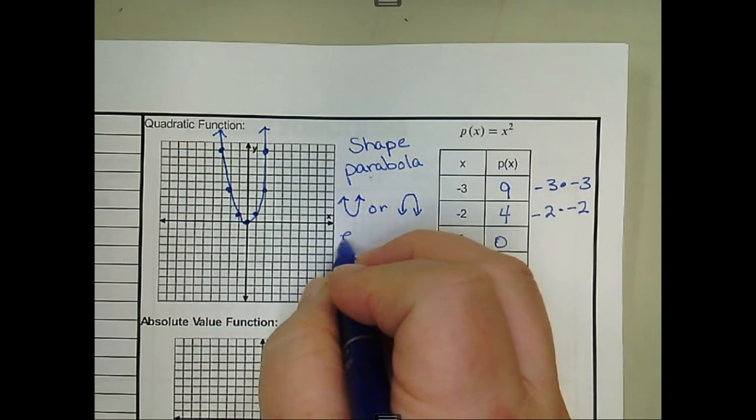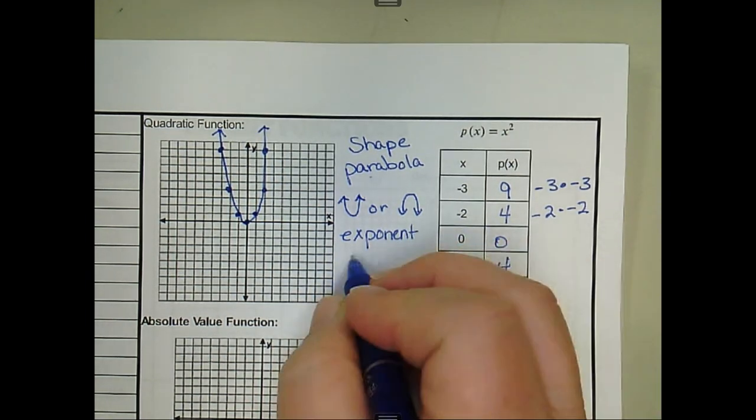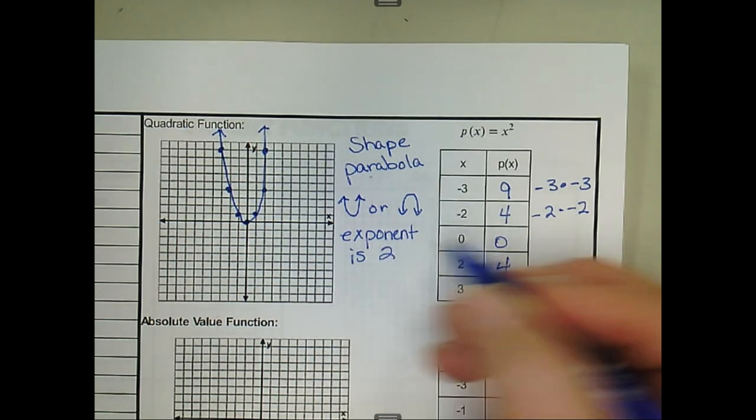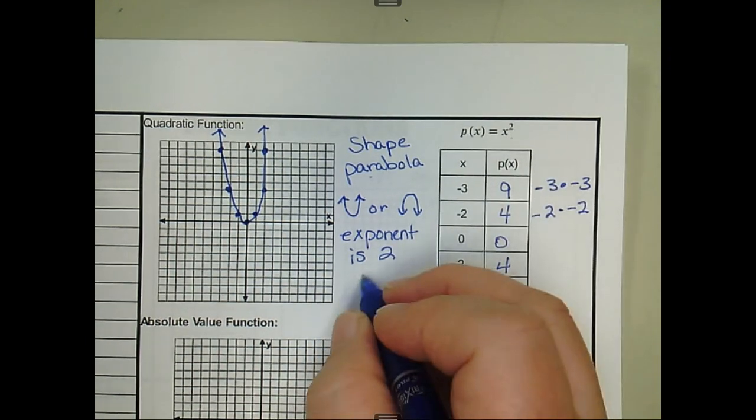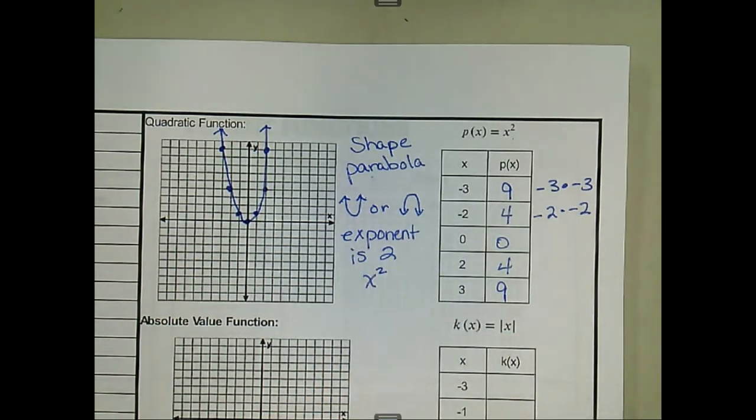Your exponent is 2. So when you see anything squared, you're going to get that parabola shape. Depending on if you've got the coefficient of x squared as positive or negative, it will either open up or open down.